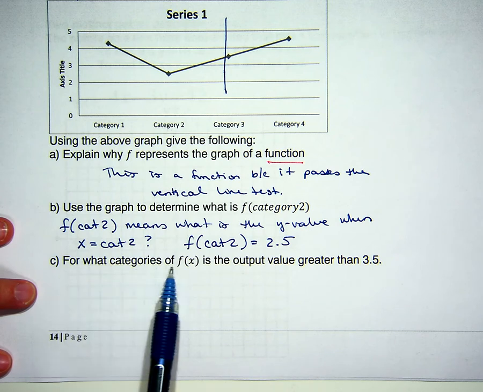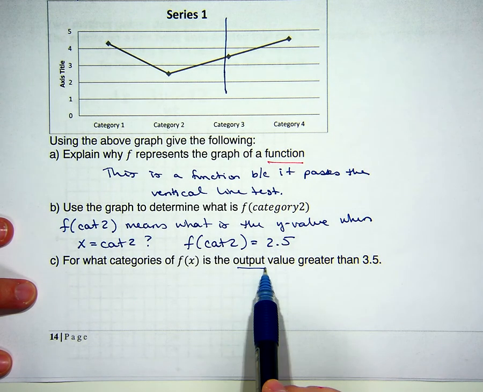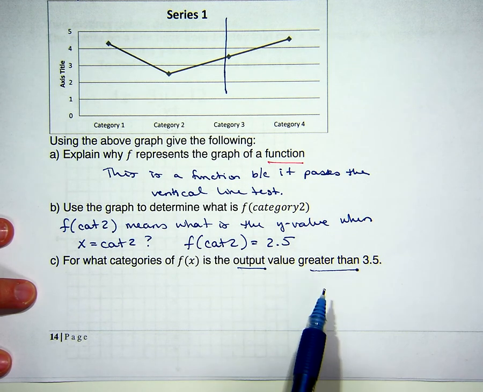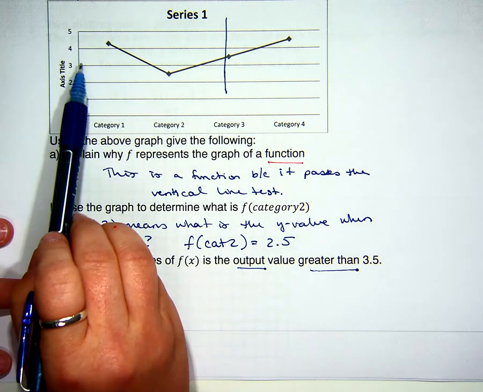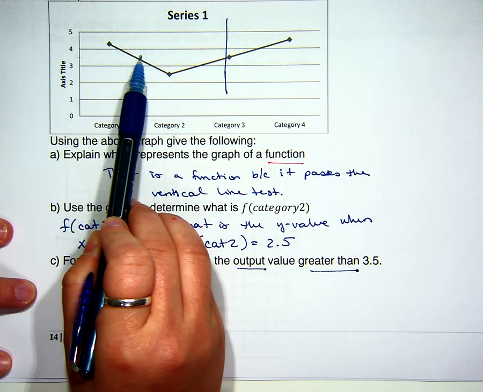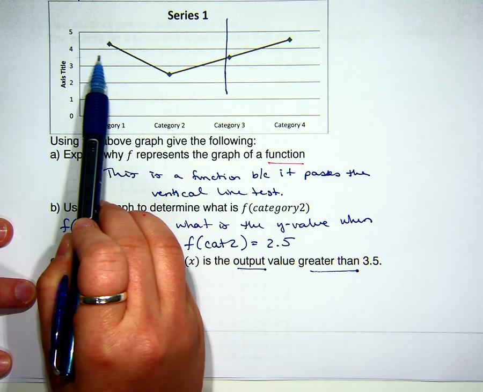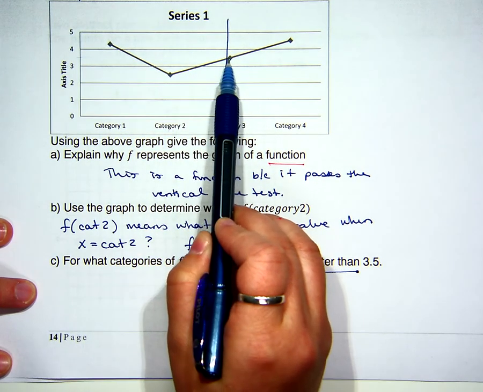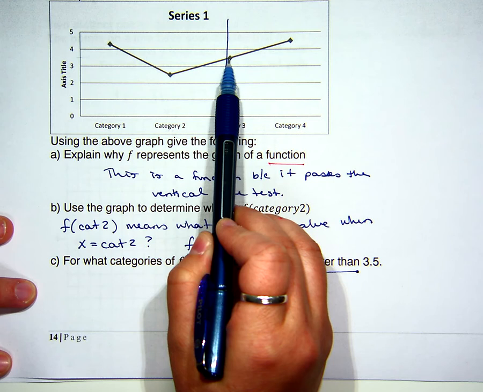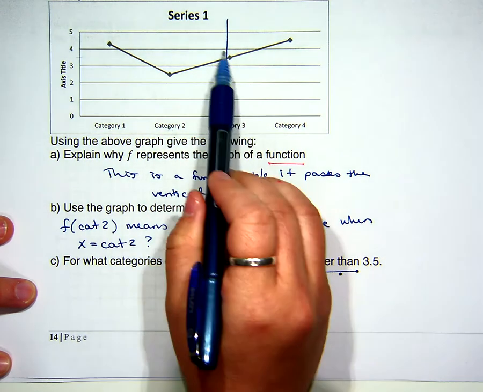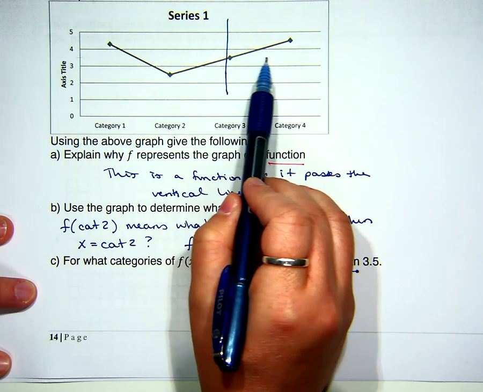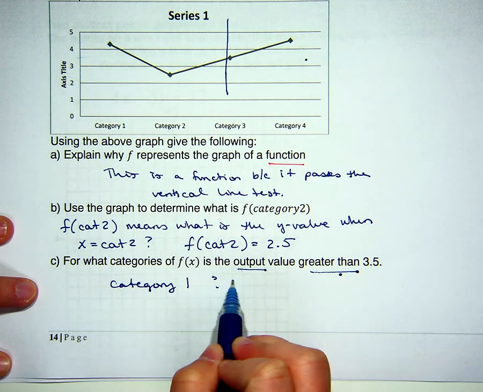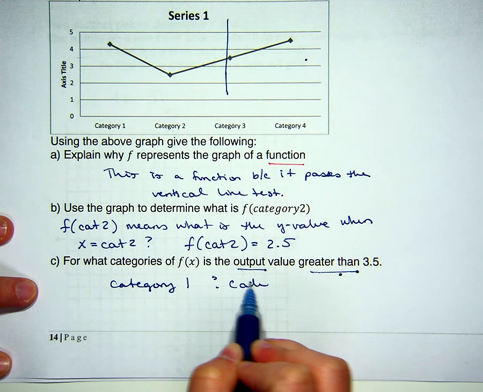Next, for what categories of f of x is the output, output means y, greater than 3.5? Strictly greater than. So let's go up to our graph. Let's go to 3.5, which is about here. Cut it across and say what categories are above that. Category 1 is. Category 3 doesn't count because it's right at 3.5, and this said strictly greater than, not greater than or equal. Keep going. Category 4. So I have category 1 and category 4.